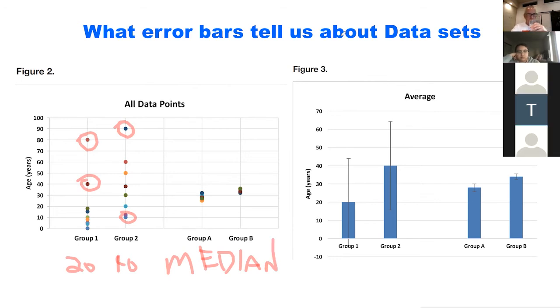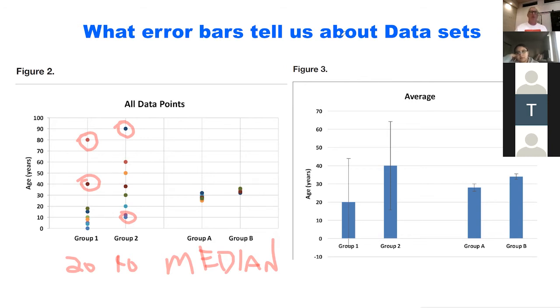It's just the middle number. It's the middle of the group, right? But it's not the mean. The mean is the average. The median is not the average. What the median is, it's a value that half of the data points are above and half the data points are below.